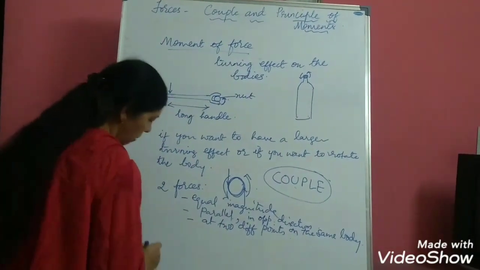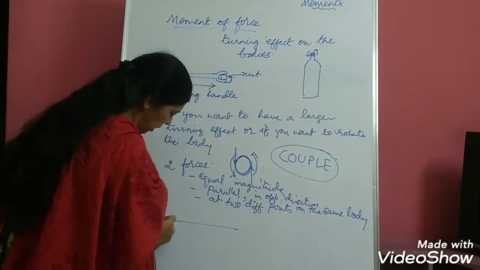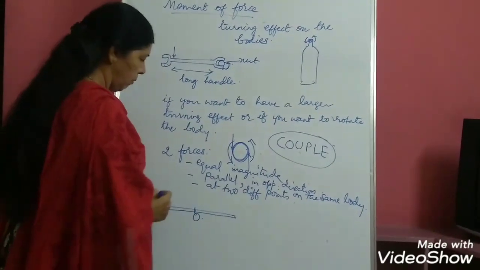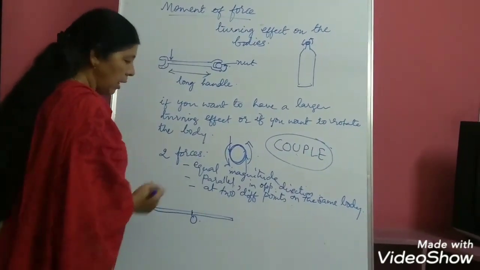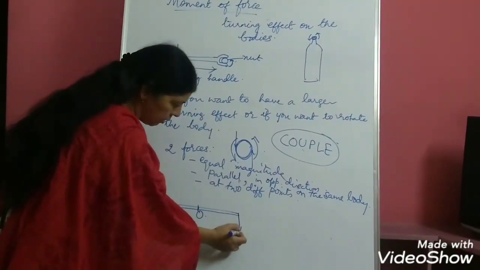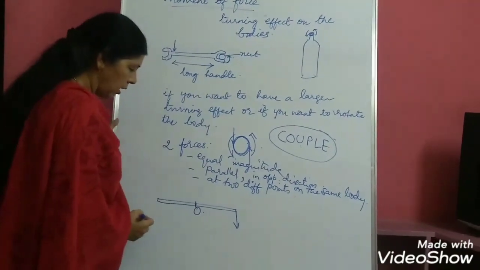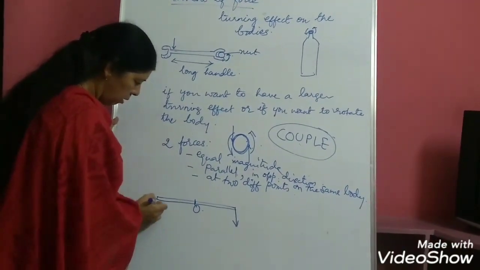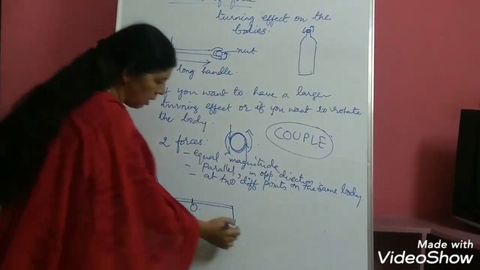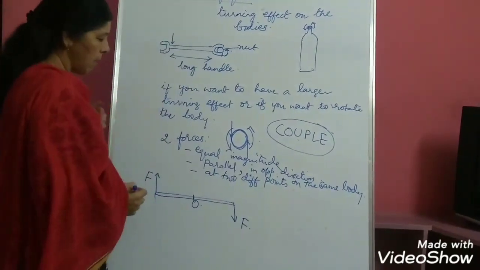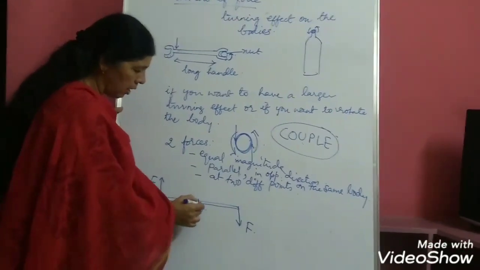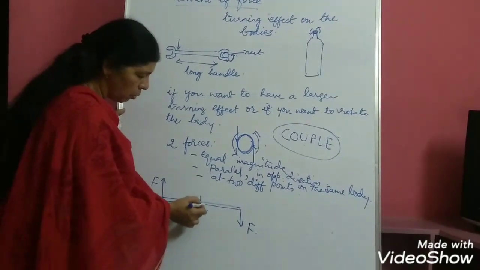Now, if you take a body, I will consider a rigid bar which is supported at O. If I want to rotate this bar, then I have to apply two forces. One force I should apply in this direction, and another force I should apply in the opposite direction. Now, these two forces must be equal. The magnitude of these two forces should be equal. Whenever this happens, then this rigid bar will rotate about this fixed point O.